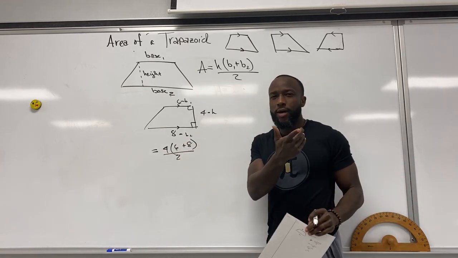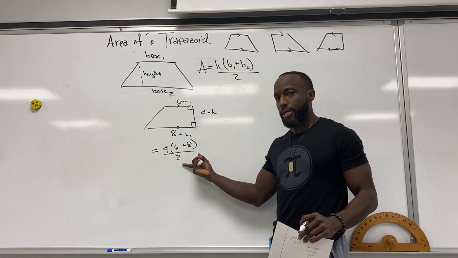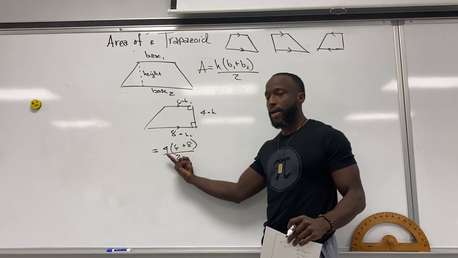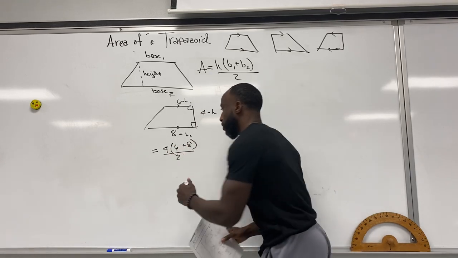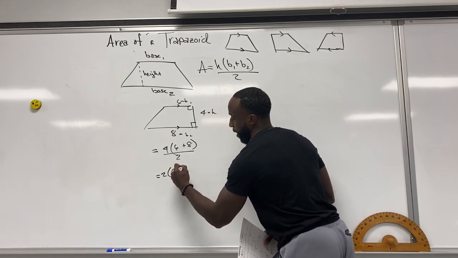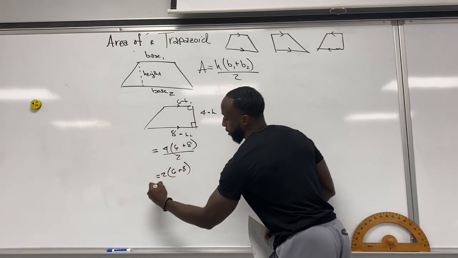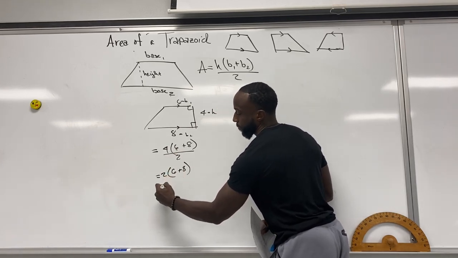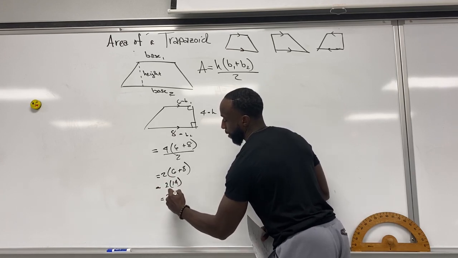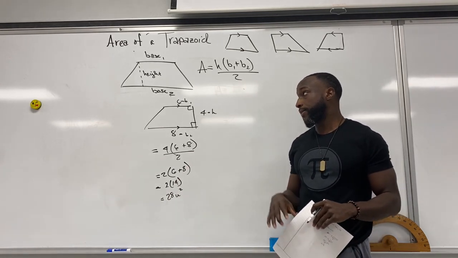If you watched my parallelogram video, I said when you have this 2 in the denominator, look and see if something at the top is even. If it's even, you can do this math, so you can change this 4 to be 2, and then do the other part. So you're going to have 2 times 6 plus 8. I got 2 because I divided 4 by 2, right? Then you end up with 2 times 14, which gives you 28. That is the area, so 28 units squared is the area of this trapezoid.